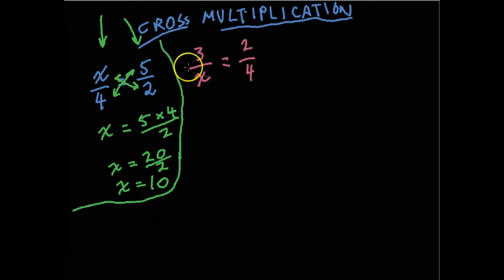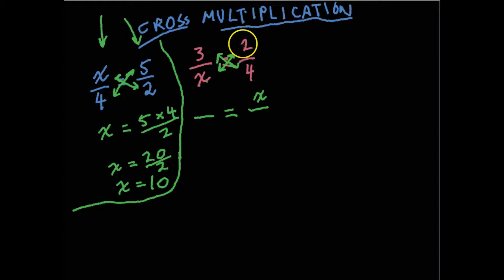And now here we have a more complicated version. 3 over x equals 2 over 4. Now again, things can only move along these diagonal lines. But in this case, you need to think about two things. Yes, we need to get x by itself, but we also need to get x to the top. So everything's going to be moving here, or just about everything. So x is going to move from here up to the top of that fraction.